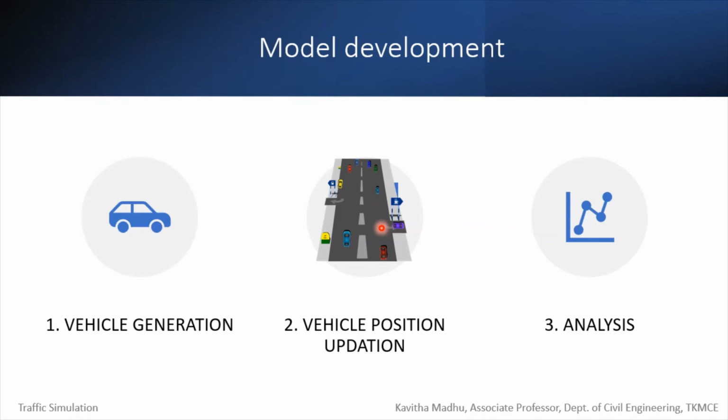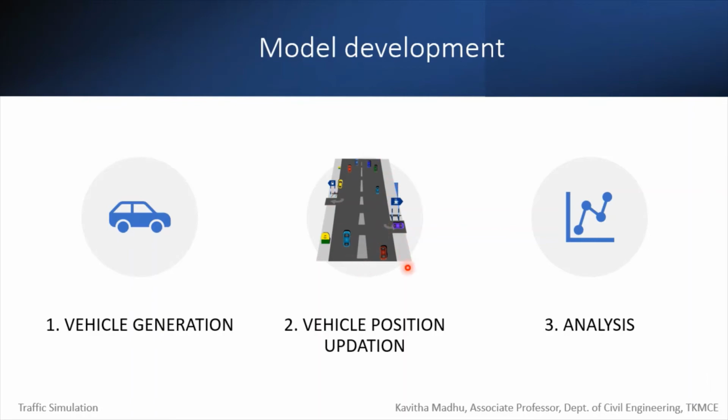Is it a collision avoidance rule, or car following, what type of car following we need to follow, or if the vehicle needs to change the lane, or if it needs to overtake, which model we need to use there. So we have to have a vehicle updation rule. Once this is done, we will be tracking the vehicle over the study stretch.